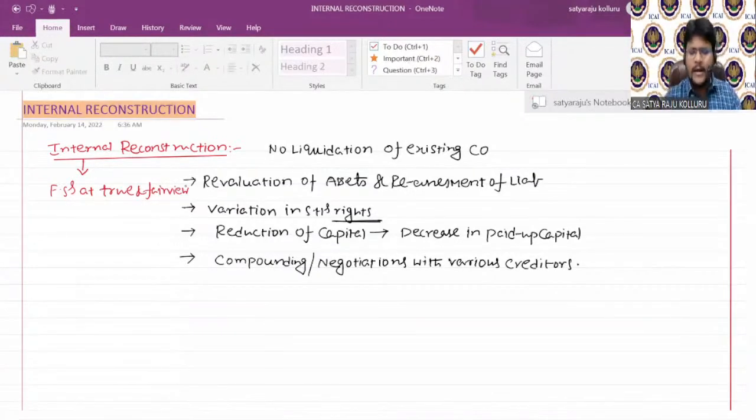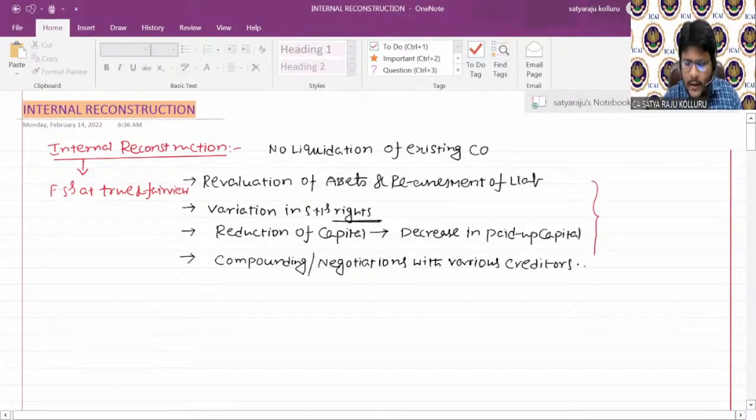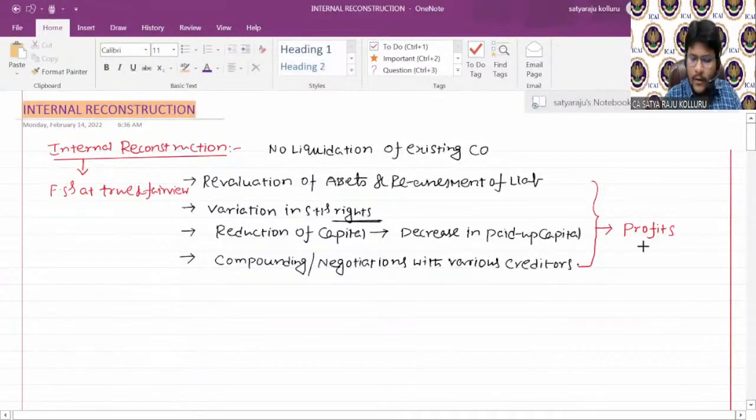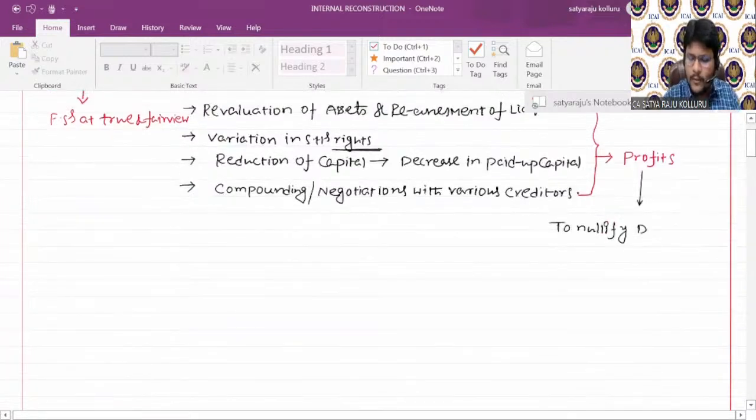Now I'm giving a basic idea. Sir, due to all these procedural activities, what does the company want to do? After completion of all these internal reconstruction processes, the company will achieve certain profits, right? With such profits, which are ultimately used to nullify the debit balance of the profit and loss account.